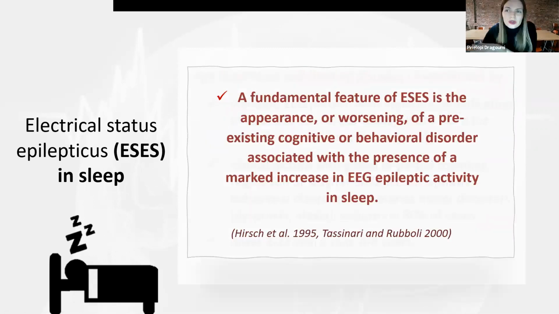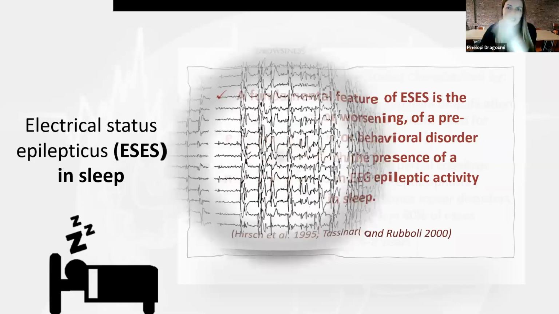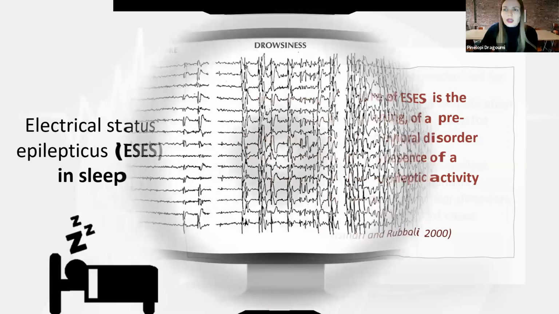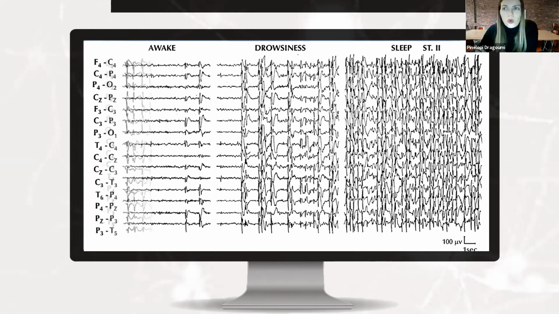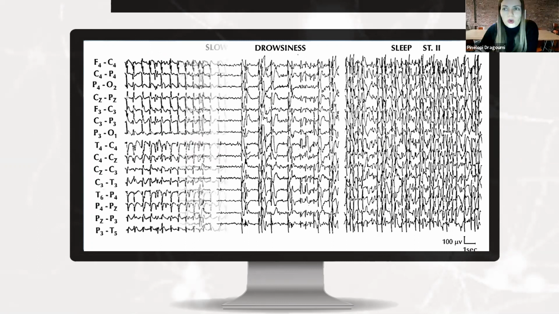The fundamental feature of SWAS is the appearance or worsening of cognitive or behavioral problems associated with this increase in EEG epileptic activities in sleep. So this is where the concept of the discharges disrupting cognition comes from. This is an example of how the EEG might look when we are awake, and then progressing on to drowsiness and non-REM sleep, and these discharges then go on to continue in sleep.